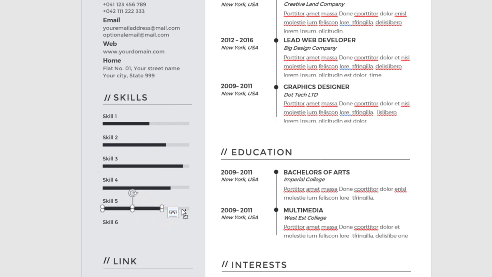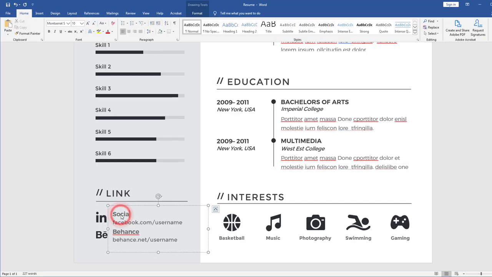Press and hold Ctrl key and click to select multiple object. Press and hold Ctrl plus Shift key and drag down the object. To change the description, just double-click on the text and write your description here.